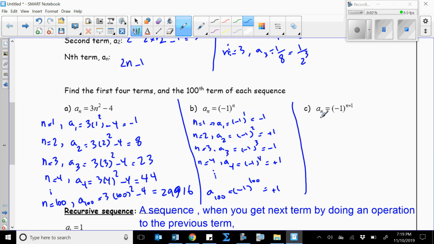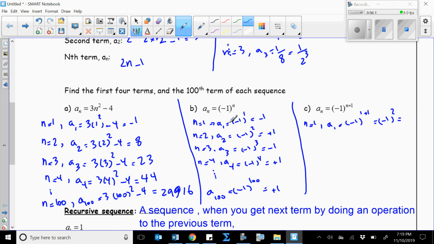The next one, an equals (-1) to the power of n plus 1. N is equal to 1, so a1 will be (-1) to the power of 1 plus 1, and that's (-1) to the power of 2.